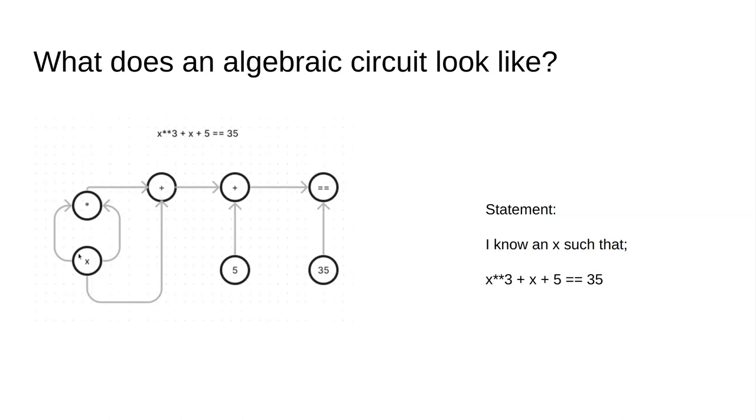So x times x gives us x squared, and x squared times x gives us x cubed. Then x cubed plus x gives us x cubed plus x. Then we add 5 here, and the next gate is an equality check to see if it's equal to 35. So basically an algebraic circuit is more like a binary gate. We have 2 inputs and it spits out 1 output, and say this one, 1 input spits out 1 output.